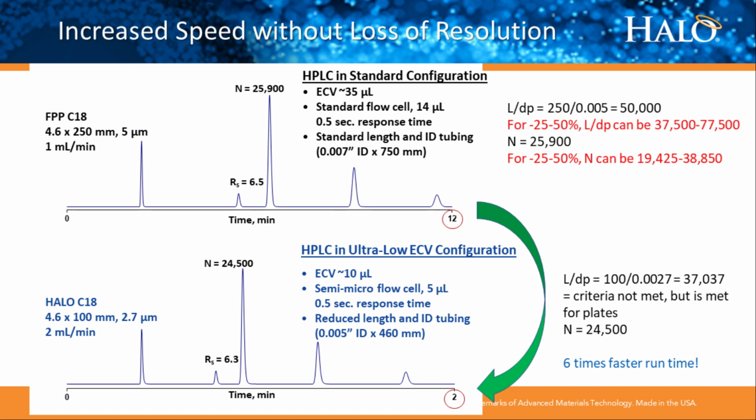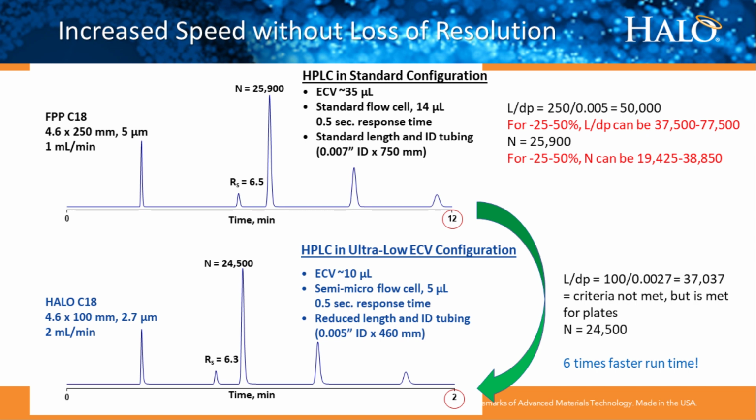Going back to increased speed without loss of resolution, on the top here we're running a 4.6 by 250 millimeter, 5 micron column in fully porous particle morphology at 1 mL per minute, and the total runtime is 12 minutes. So in this case, we have the HPLC in what we call the standard configuration with an extra column volume of approximately 35 microliters. It's using a standard flow cell of 14 microliters with a 0.5 second response time, and it's using the standard length and ID tubing.